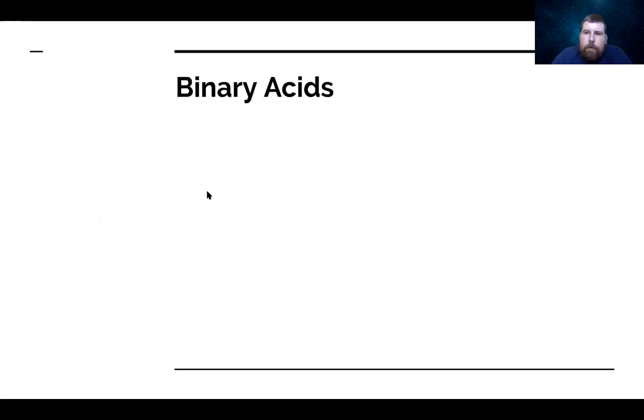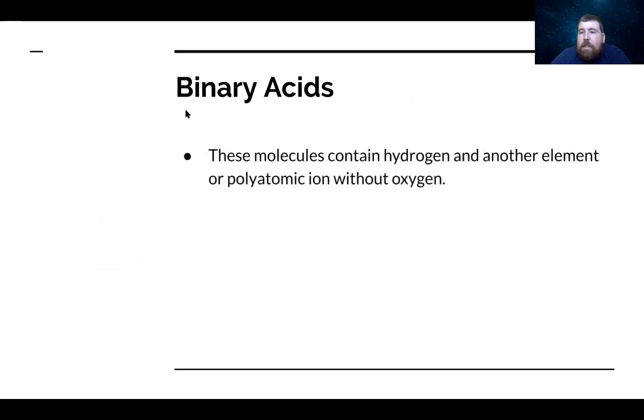With that being said, we're first going to look at binary acids. Now, notice the prefix bi. The prefix bi means that there's only 2. So these are going to be molecules that have hydrogen and another element or polyatomic ion without oxygen. Generally speaking, we see bi, we think 2, but really this is your indicator that it's a binary acid. There is no oxygen present.